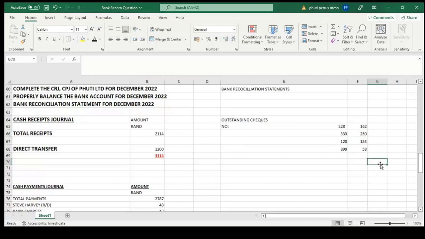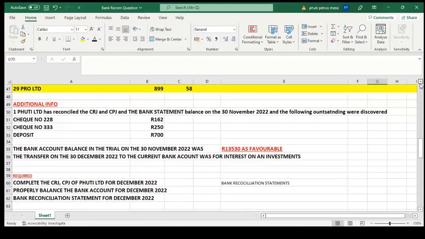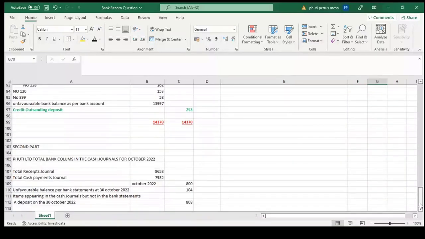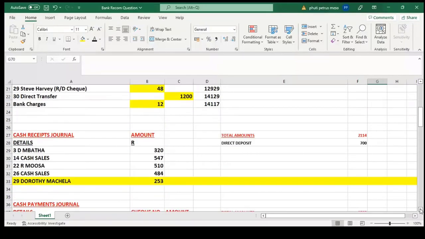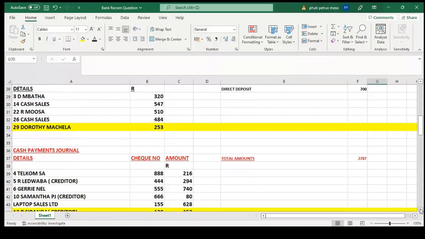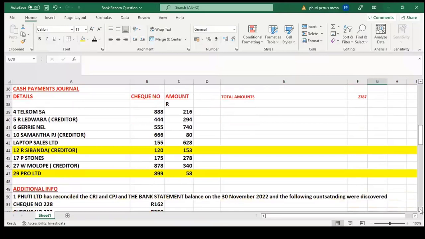Okay, so it looks like, remember I'm just following your instructions, right? So I've got a solution that I'll show you afterwards. What else are we putting? Did we put the amounts in the CRJ that was not in the bank statement? Yeah, we had 700. I remember we had 700 at some point, but I don't think it's in the bank recon. Okay, we had a direct deposit of 700 under the CRJ. Okay, and then the CPJ. But wait, if the amount is in the cash journal but it's not in the bank statement, we need to put it into the bank recon?